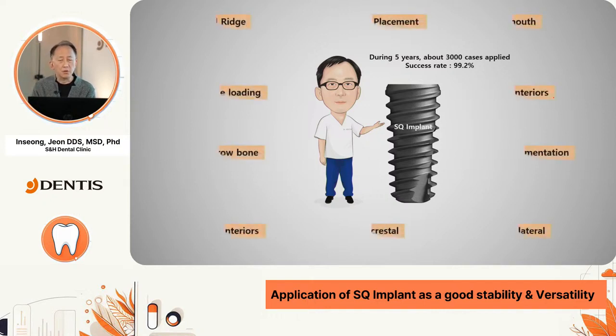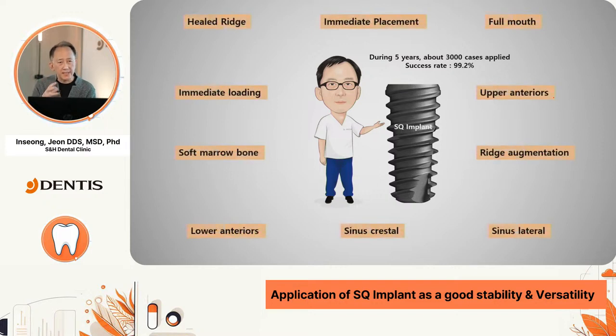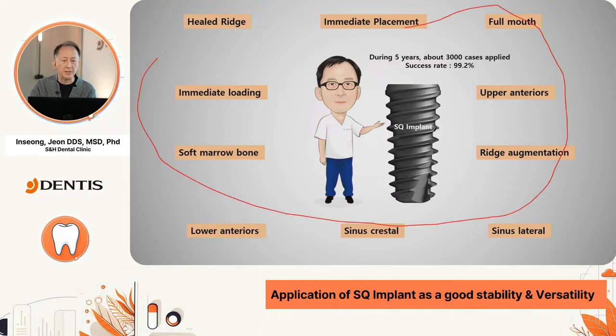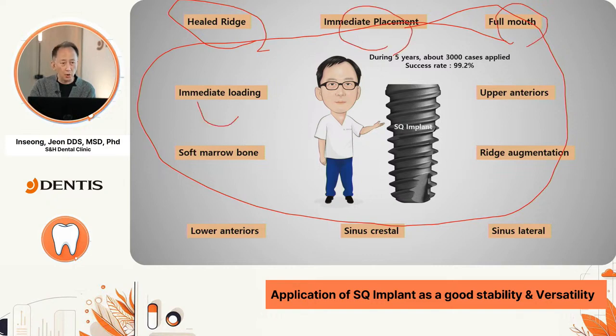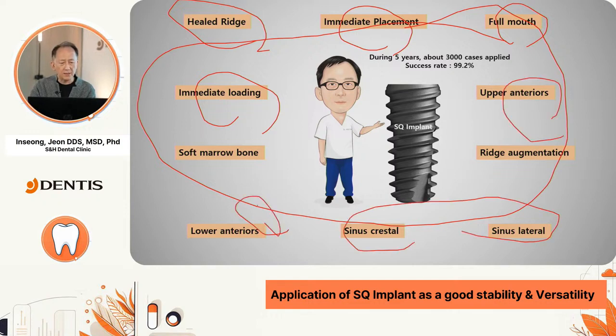So if you can accept this, the SQ implant is a universal implant. That means this SQ implant has to satisfy every situation here. Of course, normal bone area, immediate placement, full mouth area, and immediate loading. And upper anterior, sinus area, lower anterior, soft marrow bone. There are many, many categories. So this SQ implant is highly predictable. That is my very simple conclusion.